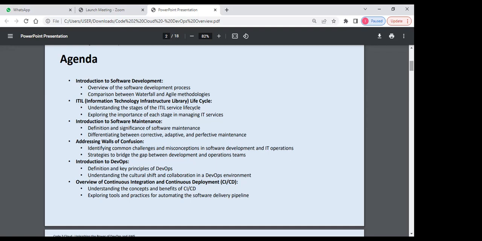And then we'll talk about software maintenance, right? So when we say DevOps, I'm pretty sure you have some idea of dev, right? But what is ops? That's mainly what we're going to cover.